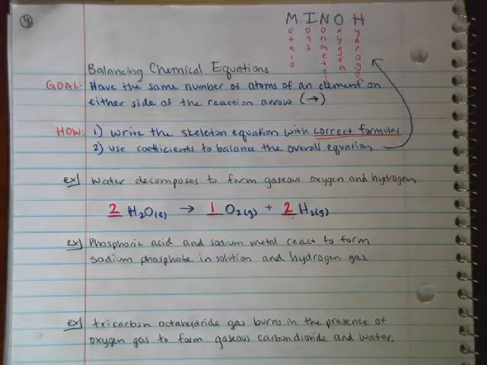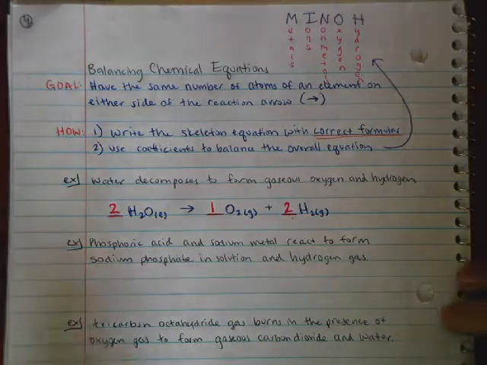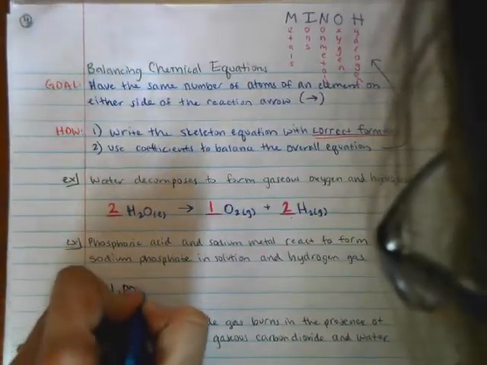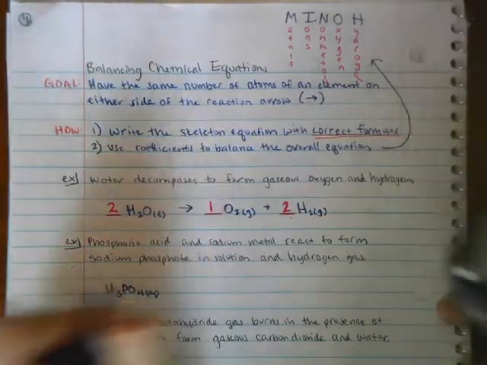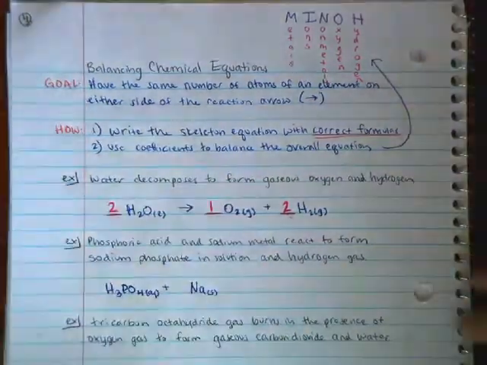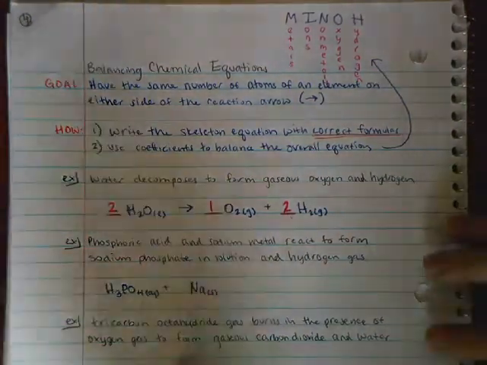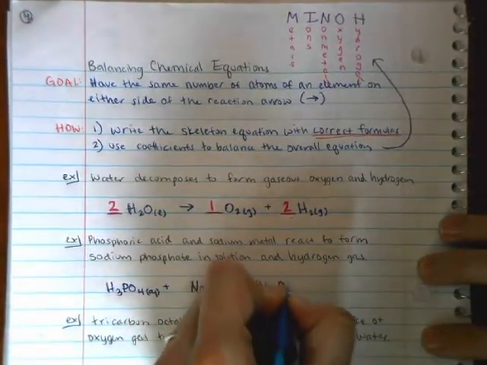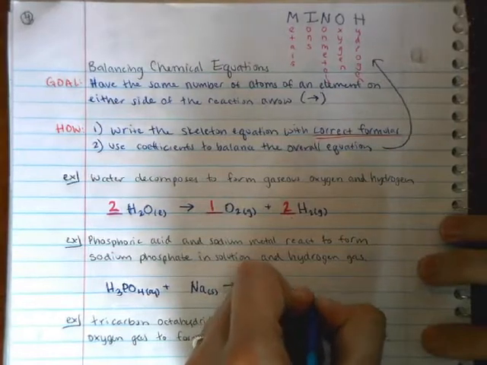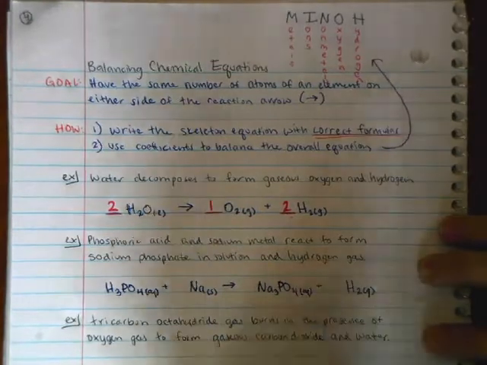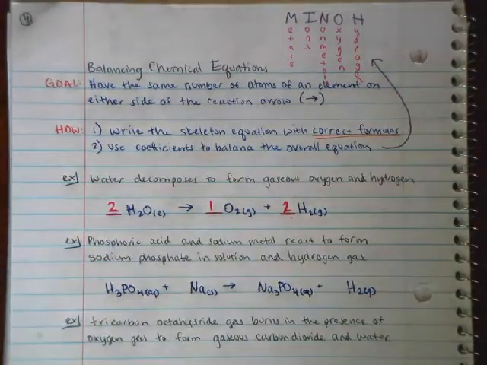Next we have phosphoric acid and sodium metal react to form sodium phosphate in solution and hydrogen gas. So phosphoric acid is of course H3PO4. Acids are always aqueous. Sodium metal, so it's just going to be Na, and if it's in its metallic state, that means it's solid. Reacts to form sodium phosphate, which is Na3PO4 in solution, so aqueous, and hydrogen gas. And again, remember diatomics. That hydrogen should be diatomic.